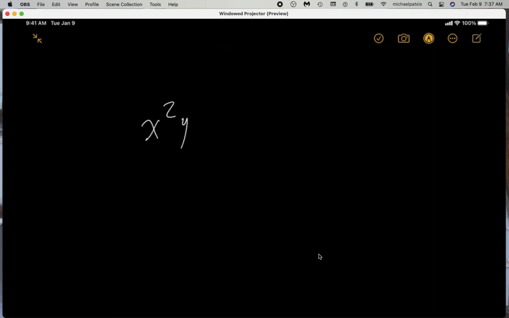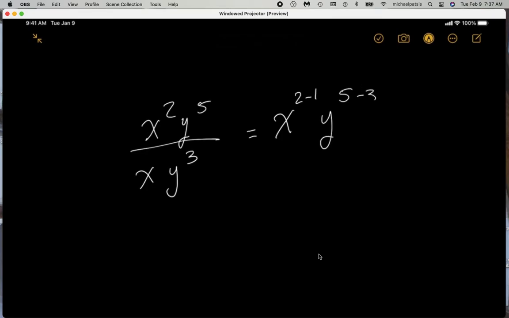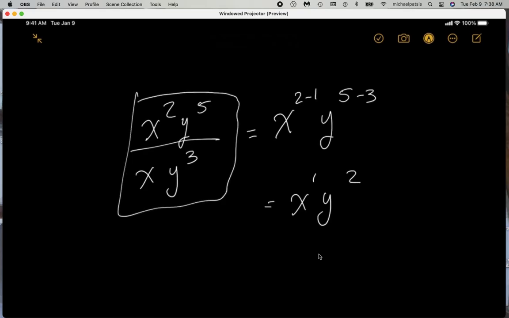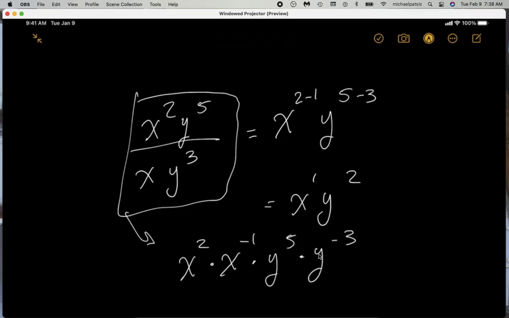How about this one? Two ways to handle this. Keep the base the same and subtract the exponents. Or take advantage of cross the line, change the sign. So you could change this to x squared times x to the negative 1st times y to the 5th times y to the negative 3rd. So look what happened here.